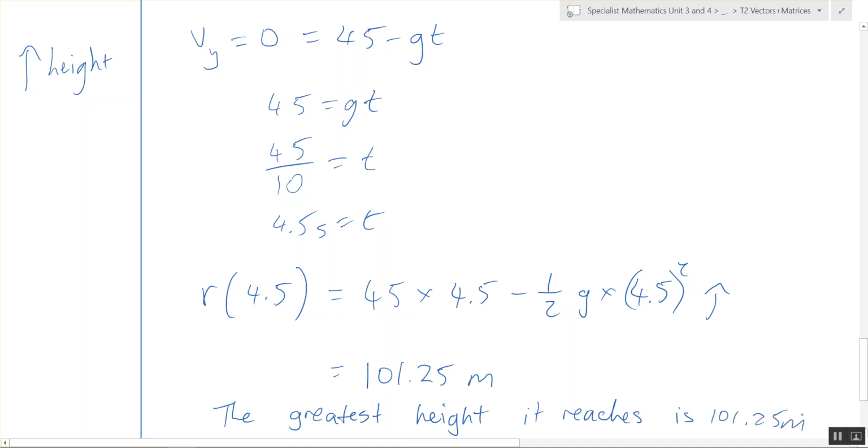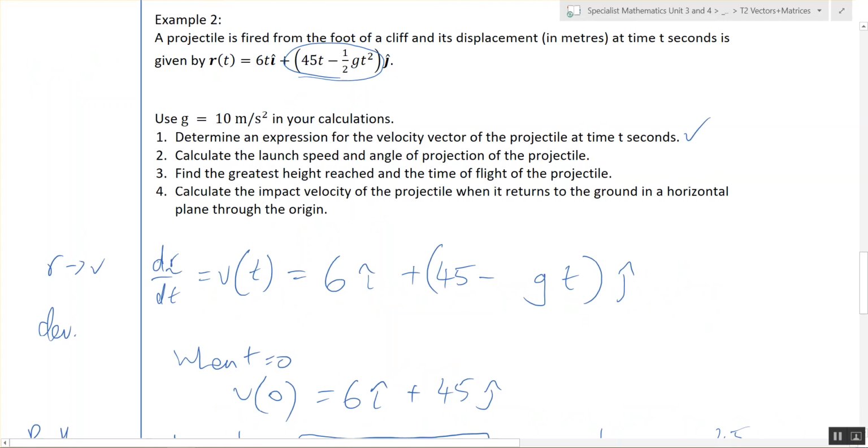There you go. So question 3 is actually a two-part question. It wants you to find the greatest height, but it also wants you to find the time of the flight of the projectile. Yep, so you can times the greatest height time by 2, or the end time, what's going to be equal to 0 when it lands on the ground? Vertical displacement is 0. So what could we make equal to 0? The j again.